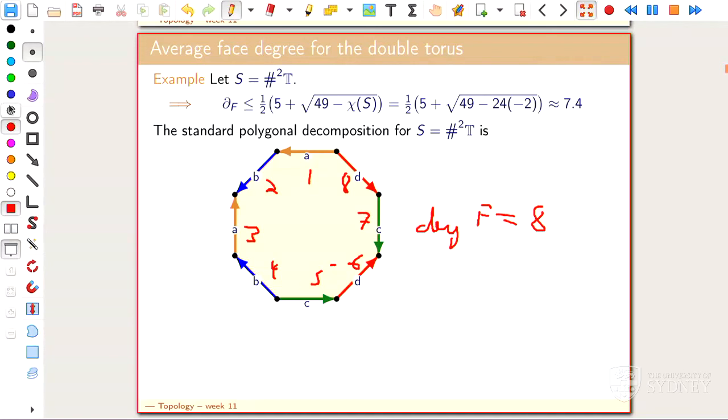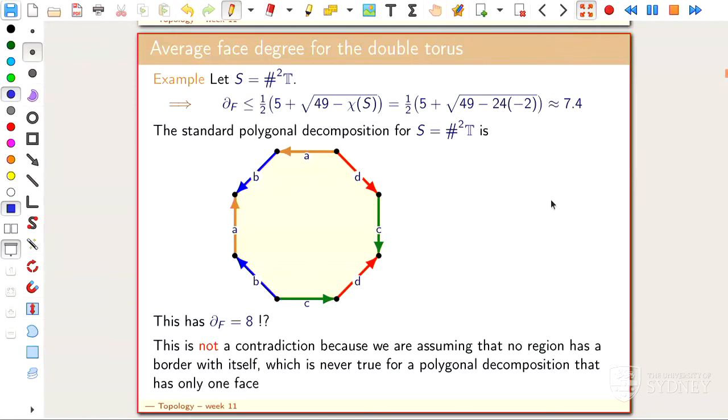But I just told you that the average face degree is supposed to be smaller than 7.4. So did I mess up? Did I make a mistake? Well, we'll see. And this is exactly my second example, where our restriction comes in. When we think about maps, we think about real maps, like a lot of countries. This is just one face, and it has a lot of borders with itself. So this is why this doesn't work.